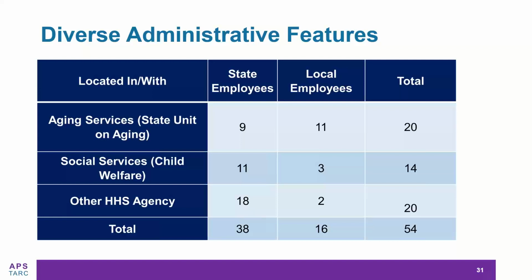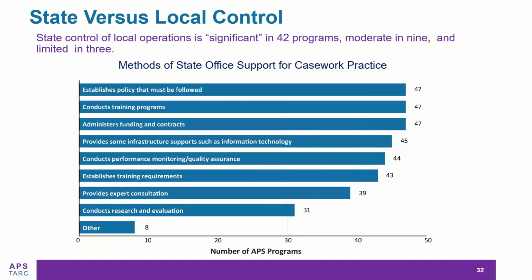So we asked the question in the survey about, okay, so that's where it's administratively located. How does it actually work? How does the state exert control over what happens at the individual investigator level? And so you see some mechanisms here for that. 42 states, 42 programs indicated that they thought their control over local operations is significant. 9 indicated it was moderate, and it was limited in 3. And then the bars, counting the number of programs, indicate the mechanisms that are used for that control.